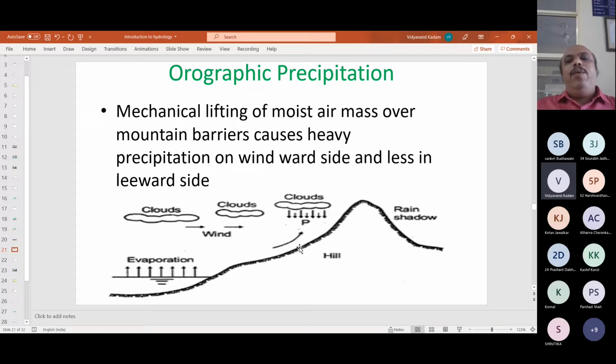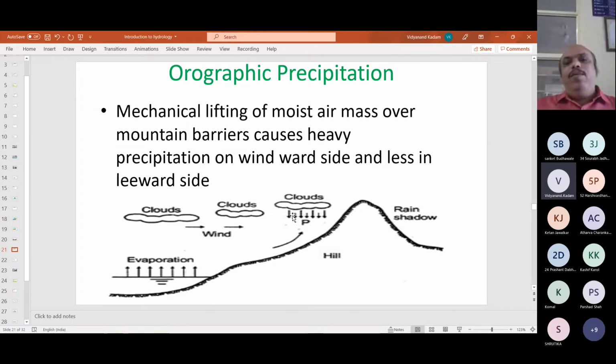So in case of Sahyadri mountains towards the western side, that is in Konkan region, there is very intense rainfall. And there is less rainfall on the leeward side, that is on the opposite side. So as we go towards the east side, this rainfall intensity goes on reducing. So when air masses get lifted due to a barrier like a mountain, then it is orographic precipitation, and it results in intensive, heavy precipitation.